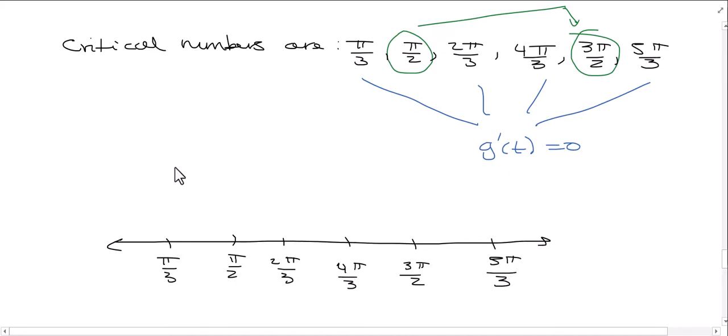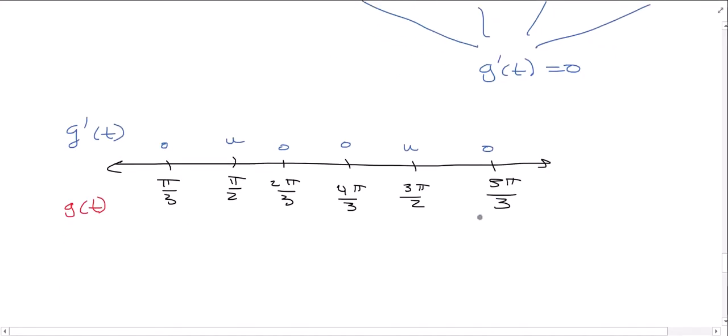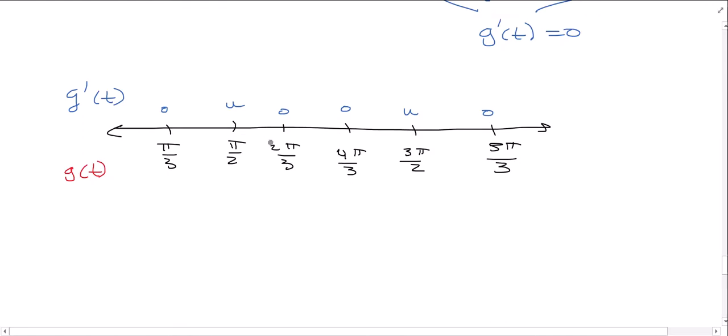6 of them, okay. And so we want to test the first derivative, g prime of t, and we want to see what the function is doing. What is g of t doing? So I have from 0 to pi over 3 to test. Here the derivative is 0 there, undefined there, 0 there, 0 there, undefined there, and 0 there. And now you want to pick values in between these to test.